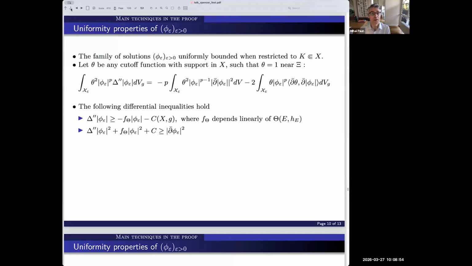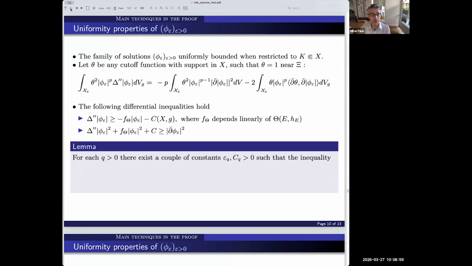Okay, so we will see what role these inequalities play in a second, but a consequence of the first one is the following. Namely, there are some universal constants here such that the LQ norm of this phi epsilon is bounded uniformly with respect to epsilon. The price to pay is pretty small, that is to say it's enough to shrink the domain a little bit. For each Q you have to shrink it more and more, but if you're happy with a fixed Q, then we are good.